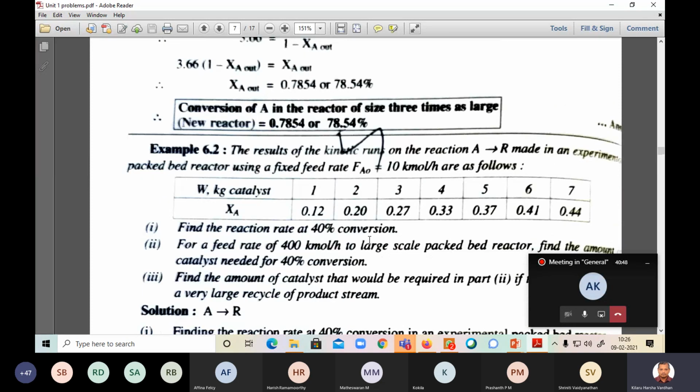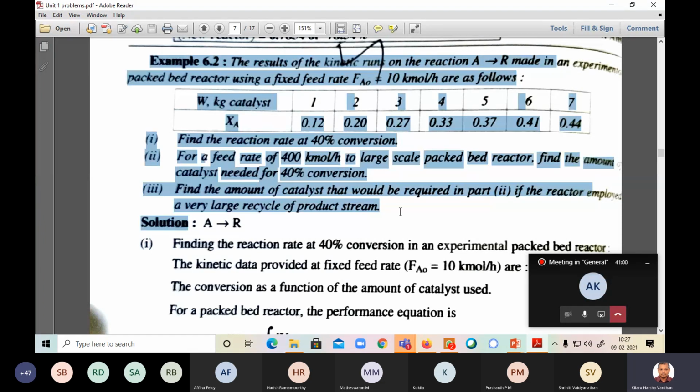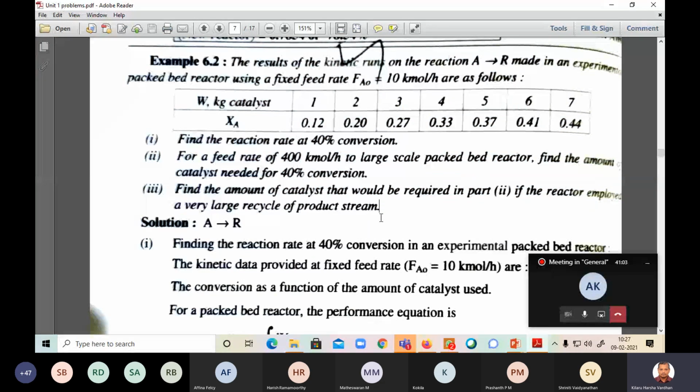There is one more problem which is very important, which comes in any CRE2 question paper. It is a very important problem, like a recycle reactor. It is like a plug flow reactor, all that, right? So what is this, we'll see.